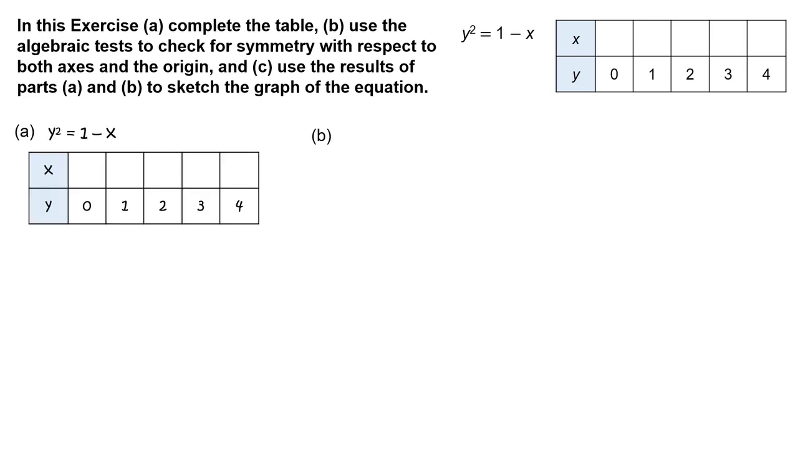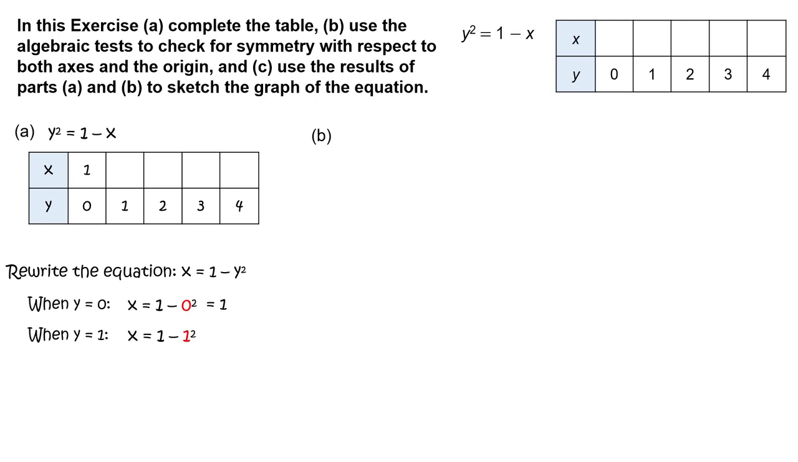Part A, use the equation y squared equals 1 minus x to complete the table. To make completing the table easier, rewrite the equation by solving it for x. You will get x equals 1 minus y squared. When y equals 0, x equals 1 minus 0 squared, or 1. When y equals 1, x equals 1 minus 1 squared, or 0.